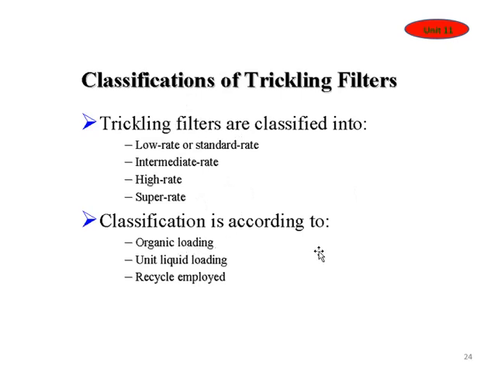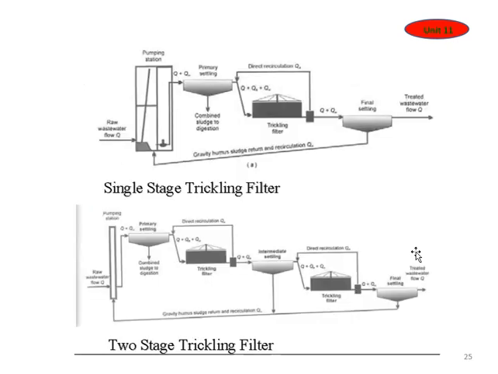We can also classify according to the organic loading, that is, how dirty a wastewater it can treat, the liquid loading, that is, how much wastewater you can pass through the trickling filter, and whether recycling is implied or not. Maybe you have a recycling system in the treatment plant or not. So based on that you can also classify. These are the two types of classification which can be done for the trickling filter.